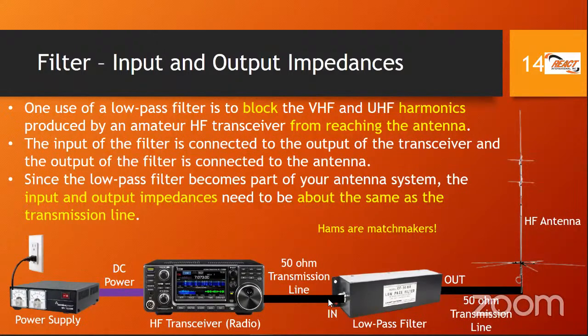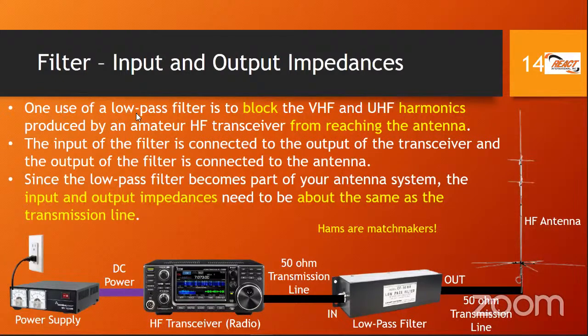because we use 50 ohm impedance transmission line, when we insert a device such as a low pass filter, we need to make sure that the input impedance and the output impedance are also either 50 ohms or pretty close to. We need to match the impedance. So remember, we keep saying that hams are matchmakers. So therefore, that's an important factor when we introduce things like low pass filters into the circuit. We need to make sure input and output impedances are similar or about the same.